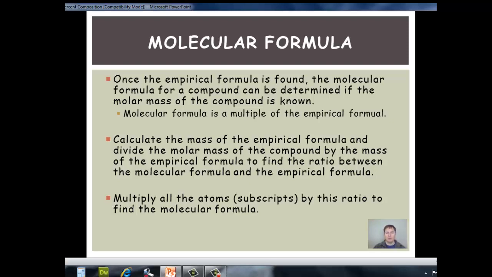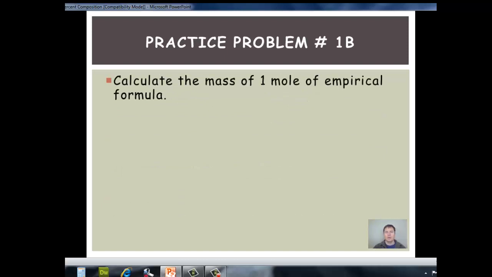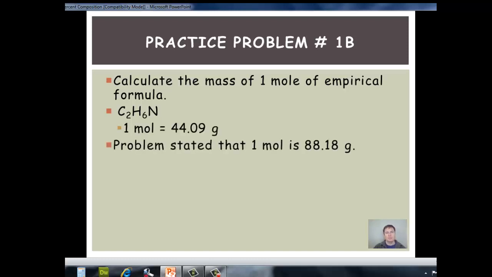So let's go ahead and look at what this would look like. Calculate the mass of 1 mole of empirical formula. There was our empirical formula. So we have carbon, which is 12.01, I think, multiplied by 2. H is 1.01, and then nitrogen, I think, is 14.01. When we do this, we come up with an atomic weight of 44.09 grams for 1 mole of the empirical formula.